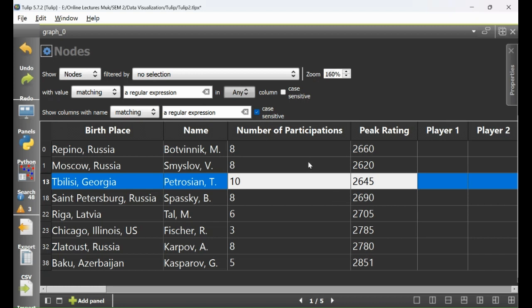I'm here to present about the Tulip Dataset. So this dataset is about the world chess players, and it involves candidates that participated in the chess championship or competition of 1948 to 1990.